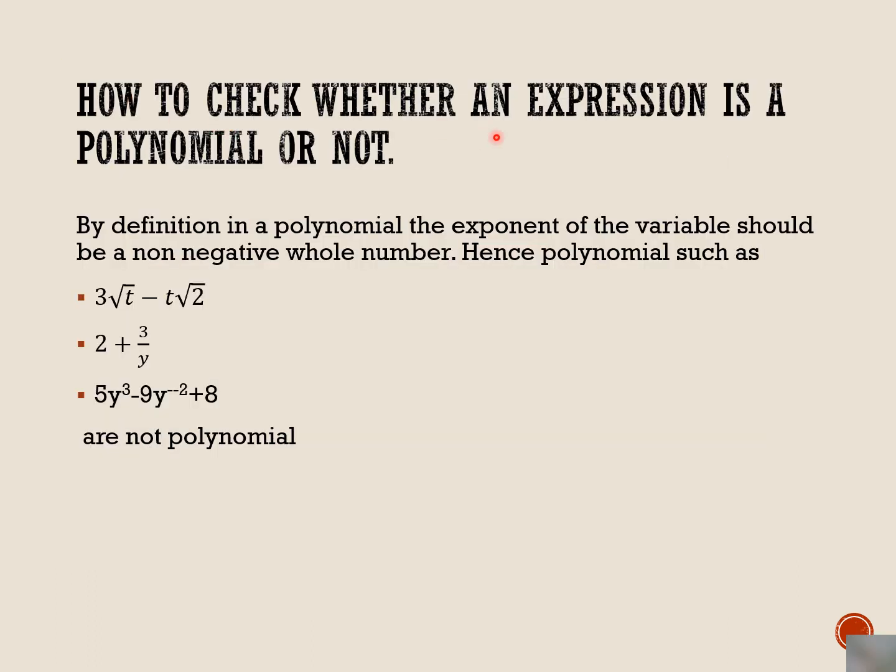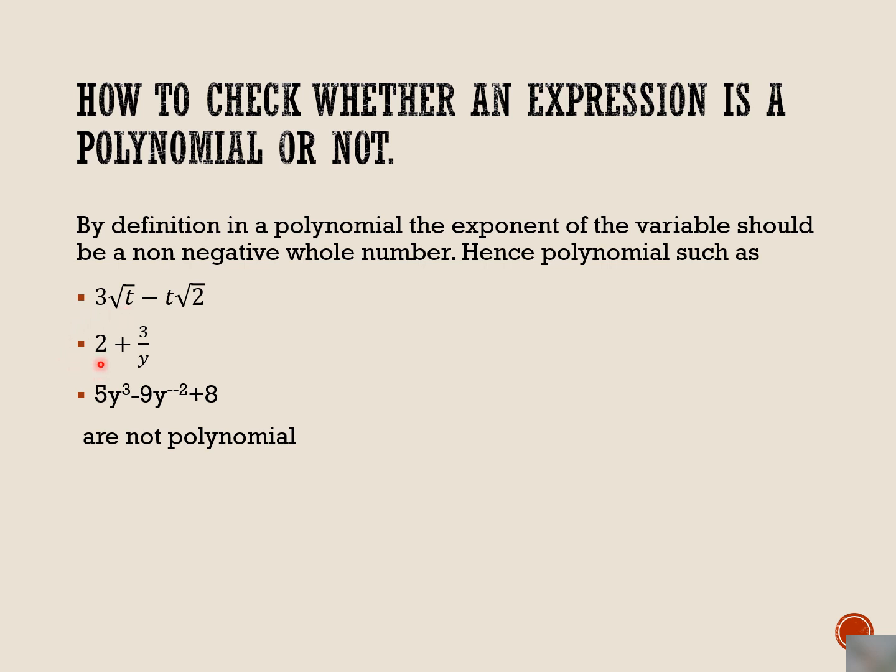How to check whether an expression is a polynomial or not? This is a very, very important concept in polynomials: how to identify whether a given expression is a polynomial or not. By definition, in a polynomial, the exponent of the variable should be a non-negative whole number. Hence, an expression such as 3 root t minus t root 2 is one example. Here you have to see that the variable t has exponent 1 by 2, which is not a whole number. That's why it is not a polynomial.